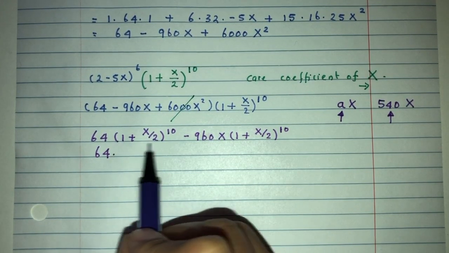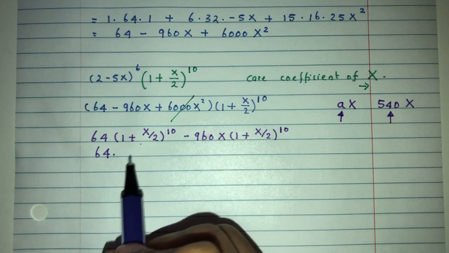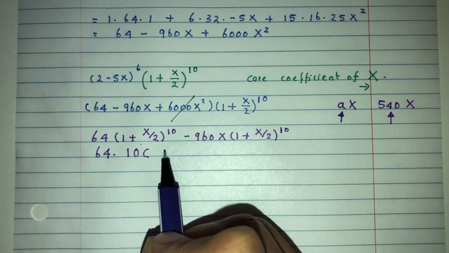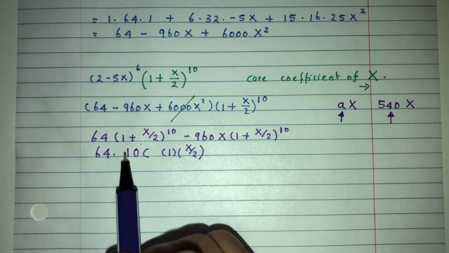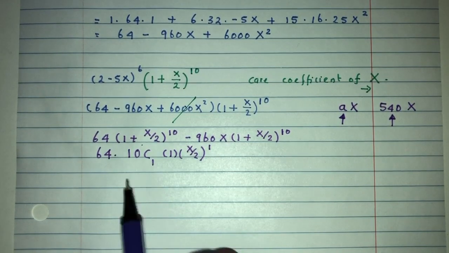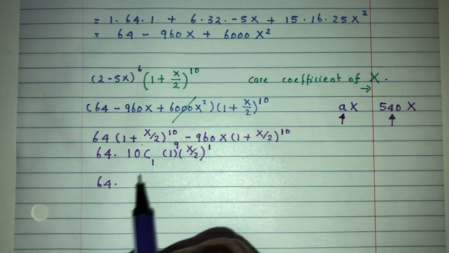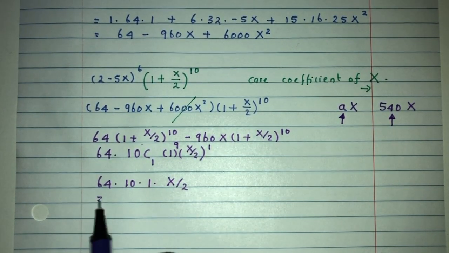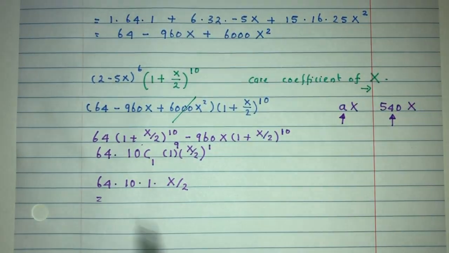Now, for the 64 we have to choose a term in this expansion that will give us something in x. So usually we will expand this as 10 choose something, times 1 times x over 2. For this term to be in x, we have to have power 1 here. If this is 1, then 10 minus 1 is 9. Simplify: 64 times 10 times 1 times x over 2. That will be 64 times 10 times 1 over 2, which is 320x.